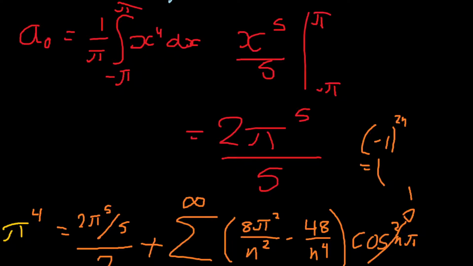I forgot to divide by the pi. This is 1 over pi times that. So this should be 2 pi to the 4th over 5.